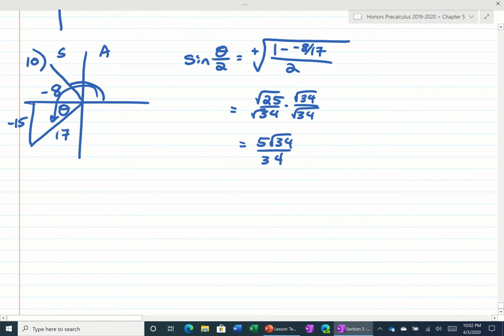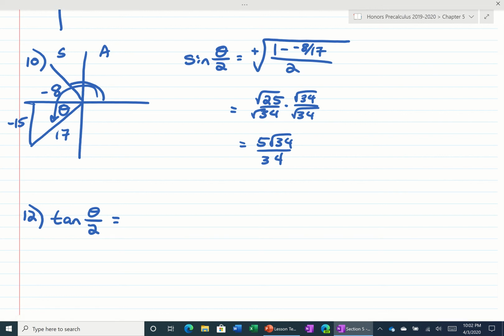Okay, moving on here, number 12. Number 12 is asking us to take the same thing and find the tangent of theta over 2. Well, if theta terminates in quadrant 3, an angle would be like 200. Half of that would be 100. So we're definitely in quadrant 2. That would give us a negative tangent.